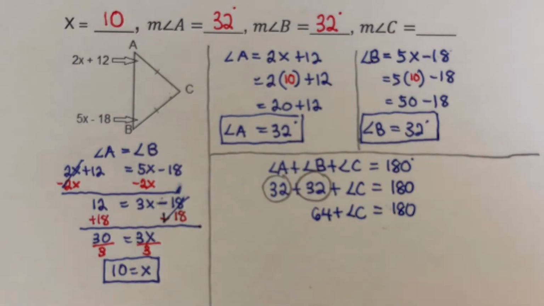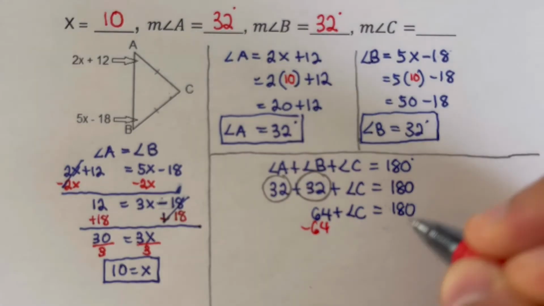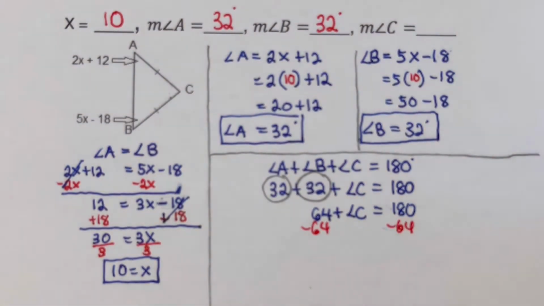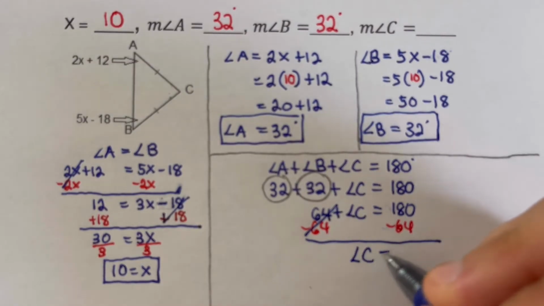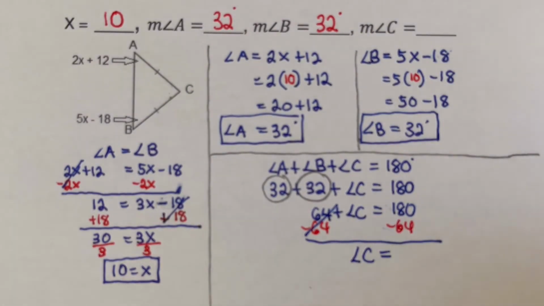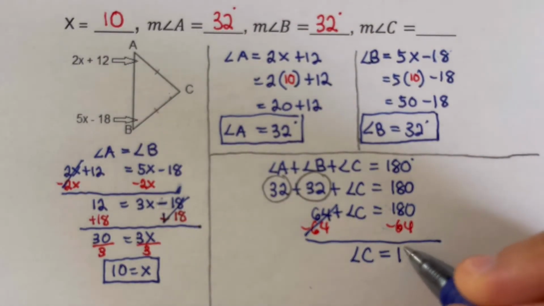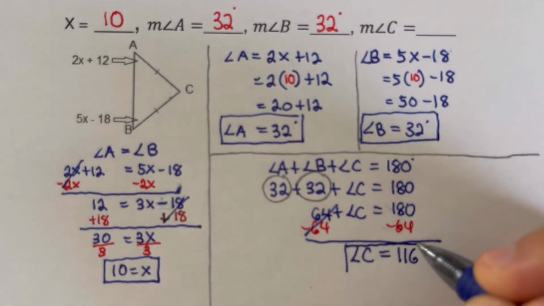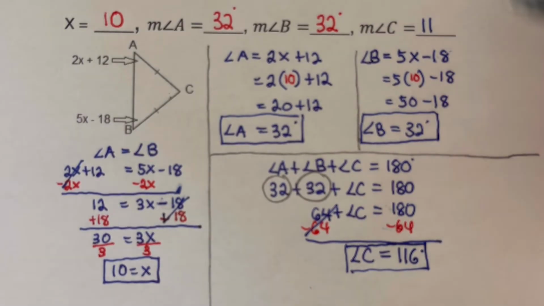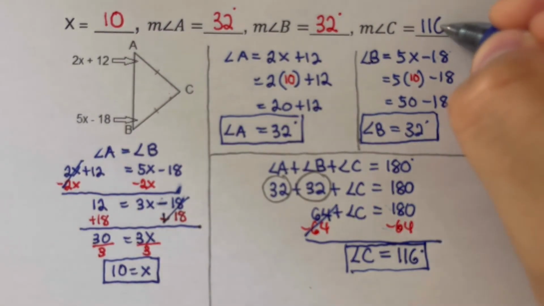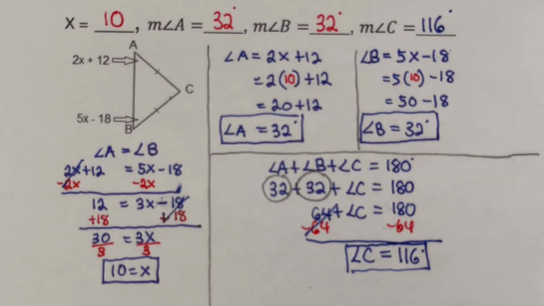We want to solve for angle C, so minus 64 and minus 64. We can cross the 64 out. We are left with angle C is equal to 180 minus 64, which is 116 degrees. So this is the measure of angle C. I'm just going to fill that up here. So that's 116 degrees. Now let's move on to the next example.